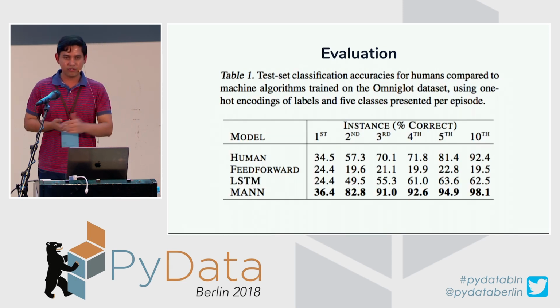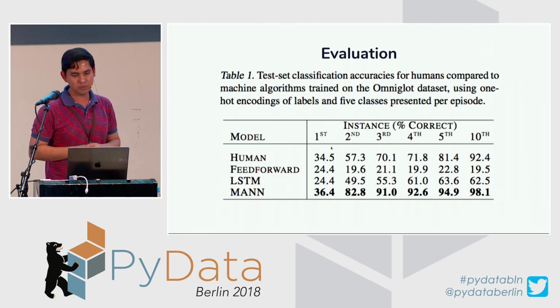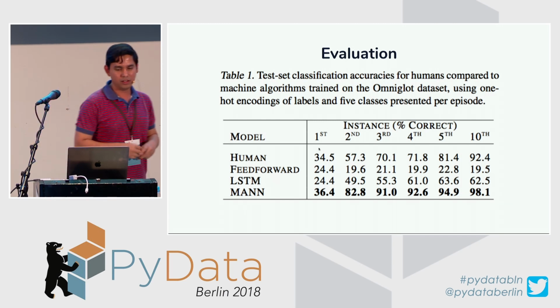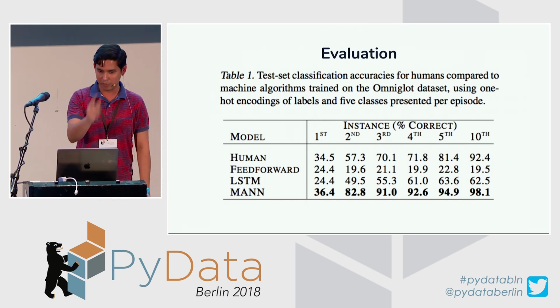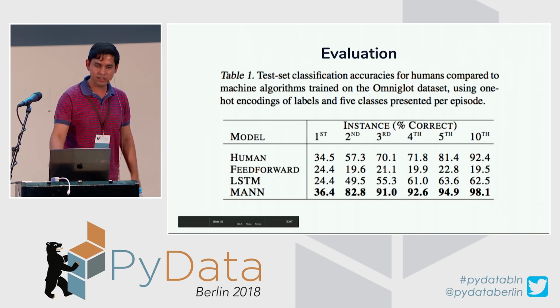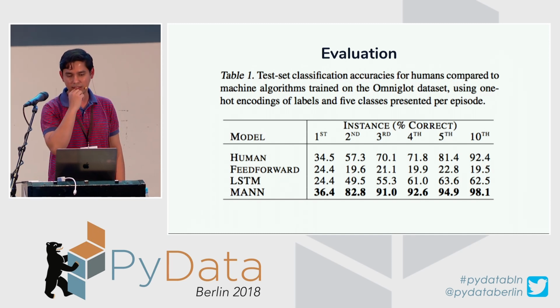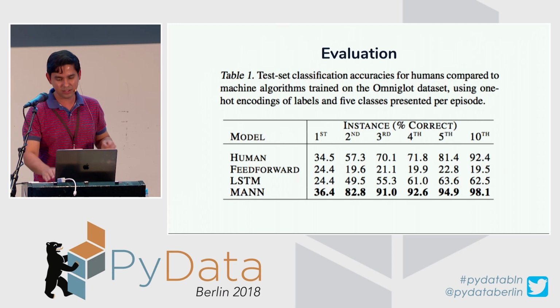In the evaluation phase for Omniglot, you see that at the first instance of these Omniglot images, humans were doing around 34.5. Using his memory augmented network, he got 36.4. But if you see the second instance, this network basically revolutionized it and made it 82.8. So from the second instance on, the accuracy levels simply jumped, and there was a lot of commotion. Okay, this is really nice.